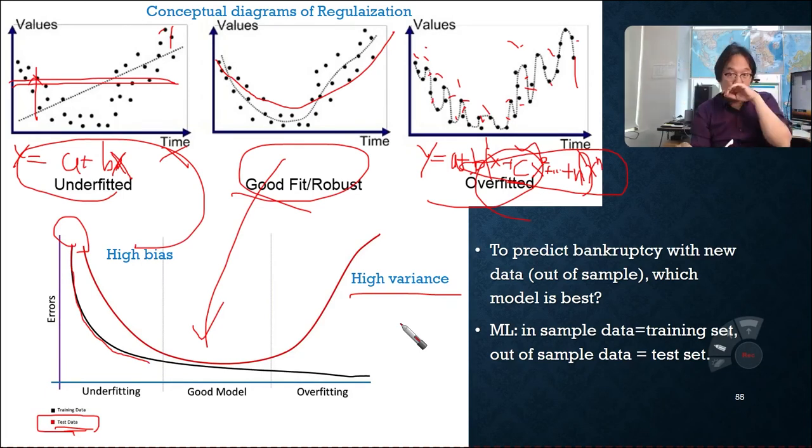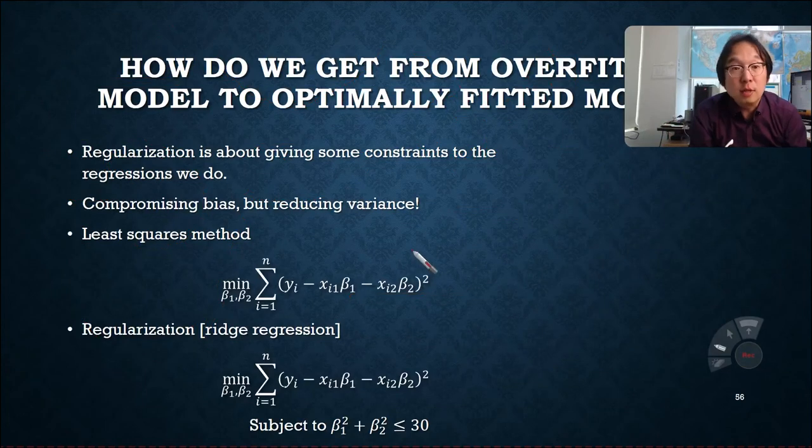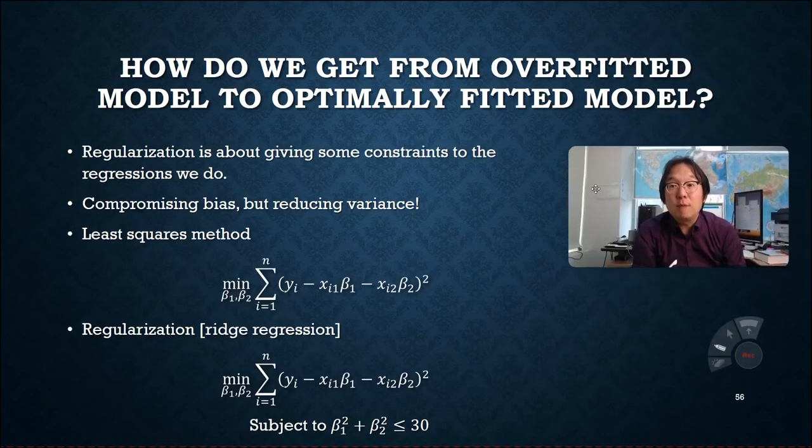Machine learning: in-sample data, the training set; out-of-sample data, the test set. It's the thing I want to distinguish. How do we get from an overfitted model to an optimally fitted model is a serious question. Regularization is about giving some constraints to the regression we do. Constraints.